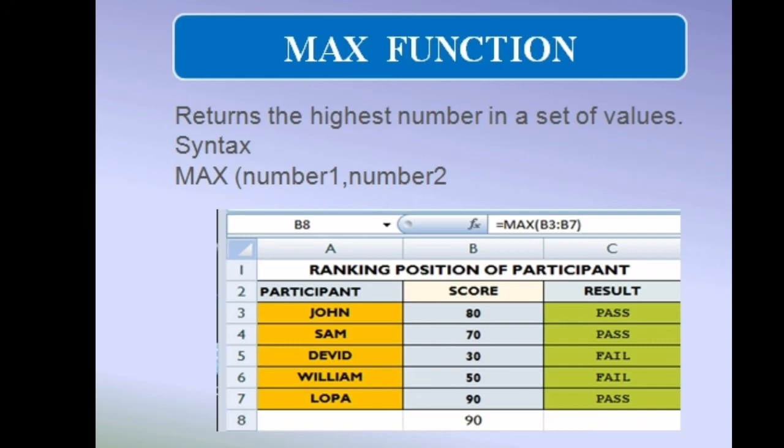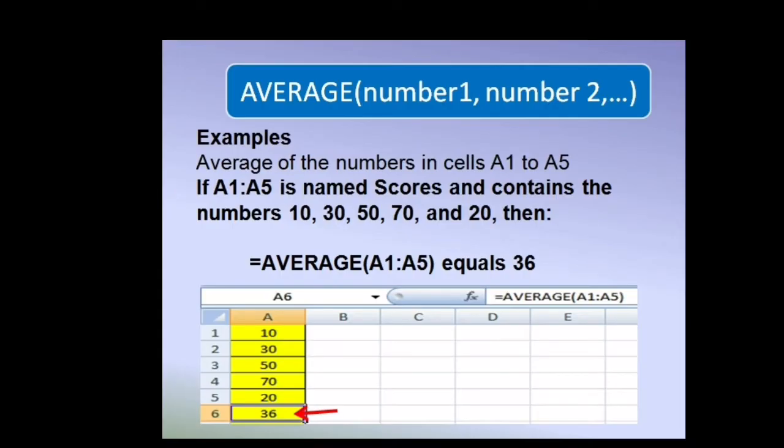Average function. This function will find out the average of the numbers in a given cell range like A1 to A5. Type the formula equals to average A1 colon A5. Then it will show the output like 36. So this is the answer of this average formula.